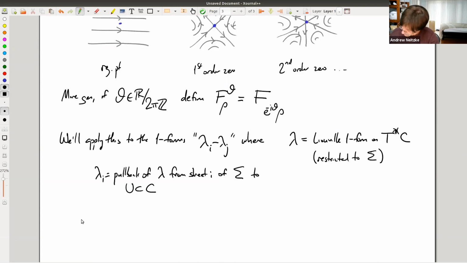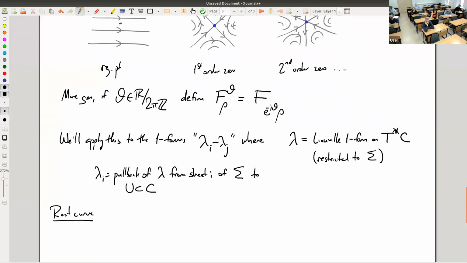So let's make a definition. Let's define the root curve. And indeed the pullback or push forward. Well, I guess it's the pullback, right? You have the section. So you have locally, I mean, of course, they're diffeomorphic, so you can kind of say it either way.